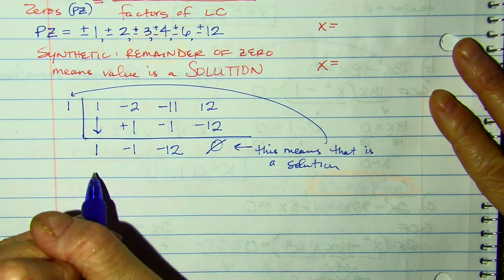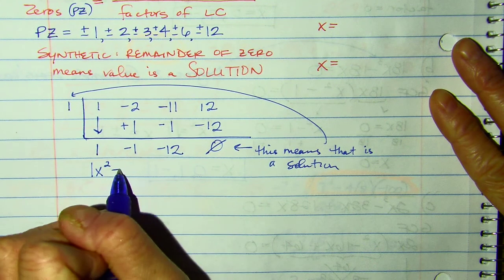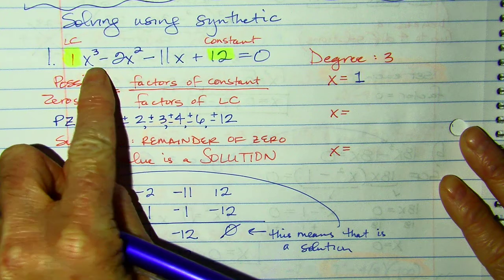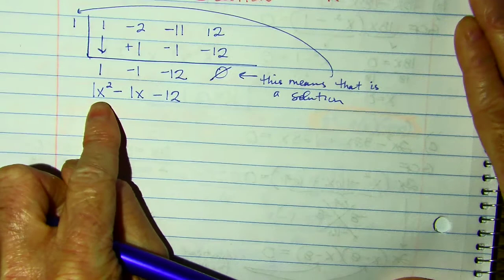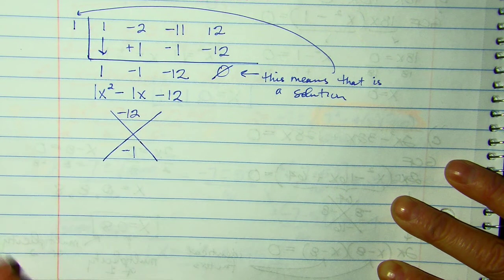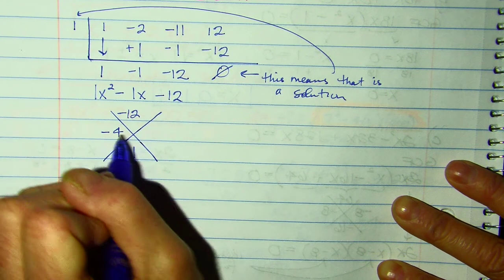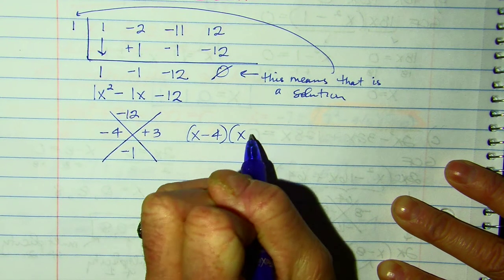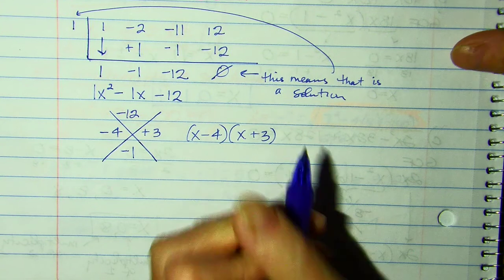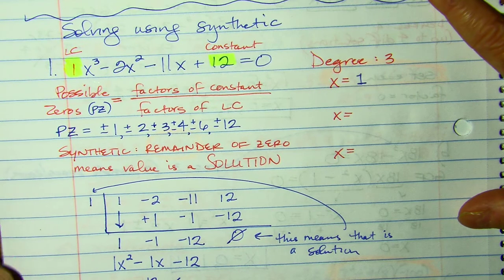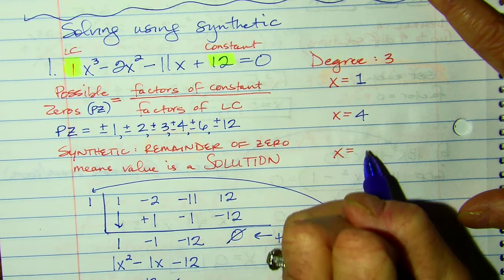Now I'm going to write my new polynomial. I have 1x squared minus 1x minus 12. Remember, we start 1 degree less than our original. So x cubed, 1 degree less, is x squared. And I can factor him. That's easy. Negative 12, negative 1. Factors of 12 are 2 and 6 and 4 and 3. So that'd be a negative 4 and a positive 3. So if my factors are x minus 4 and x plus 3, and this equals 0, then my solutions are a positive 4 and a negative 3.